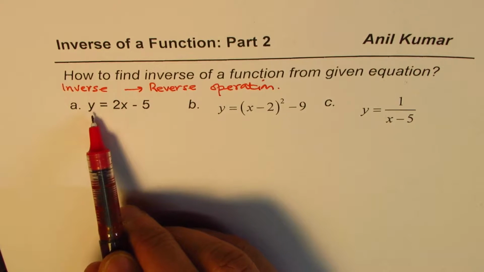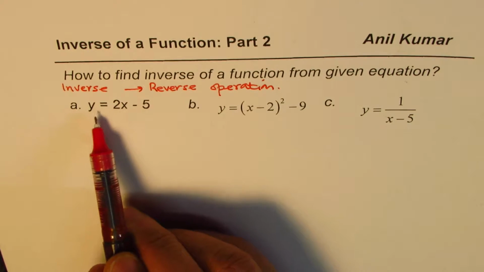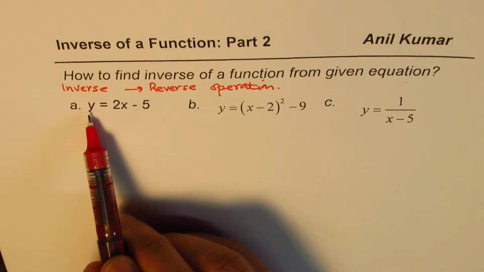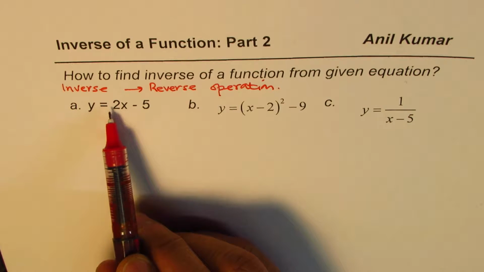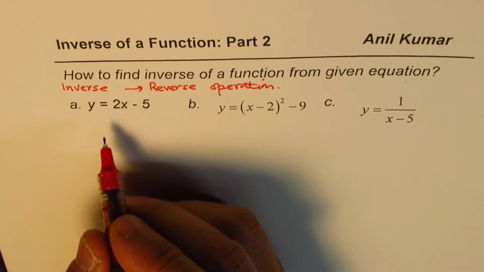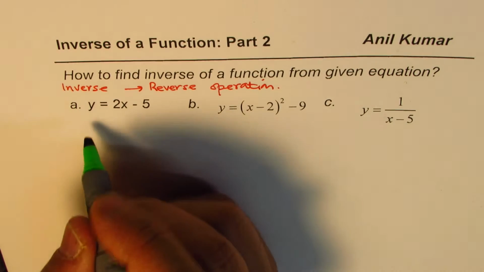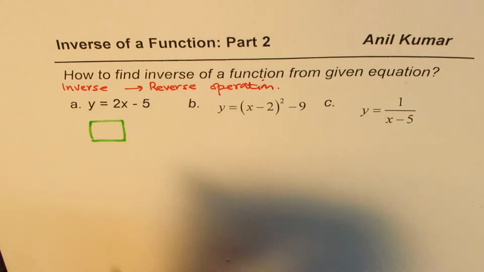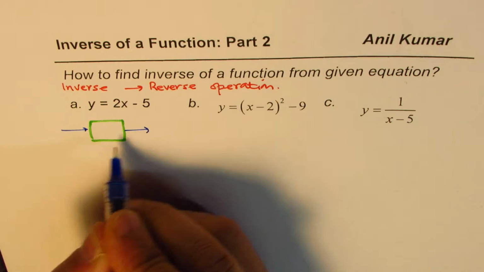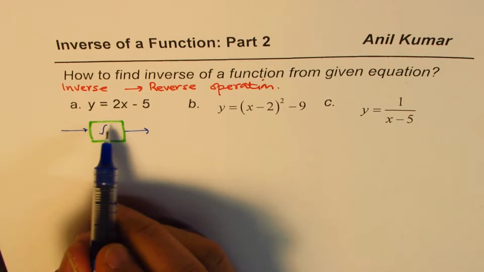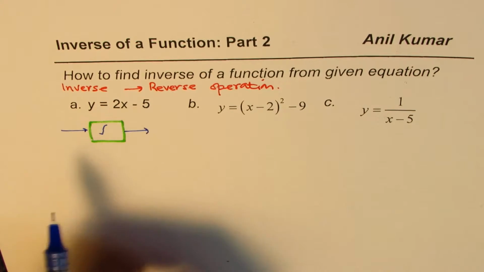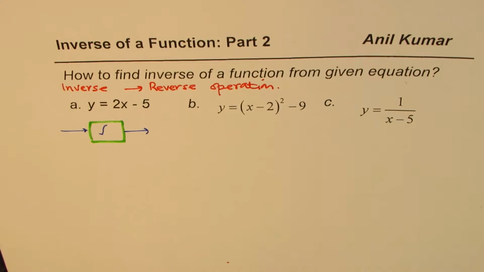So the statement here is in the form of the equation y equals 2x minus 5. That means if I have to find the value of y, what do I do? I multiply the input by 2 and then take away 5. So let's discuss this a bit. We have this function here and we get some input, and that is the output, and that's the function part. So what we do here is we first do times 2 and then we take away 5. So that is the operation.